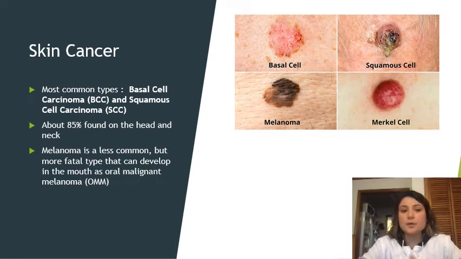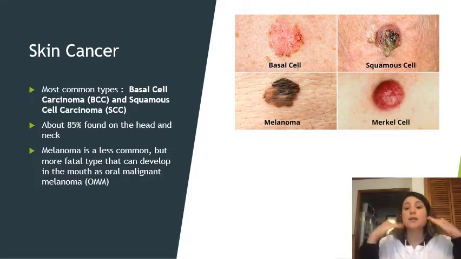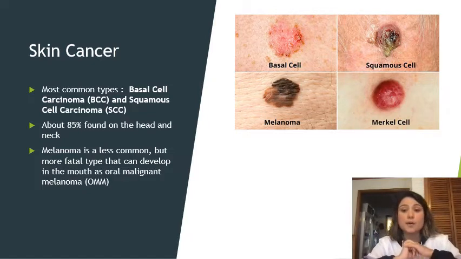So, today we're going to be reviewing some forms of skin cancer. So, basal cell carcinoma and squamous cell carcinoma. These are 2 different types of skin cancer that are very common. 85% of these skin cancers are found in your head and neck area. So that's why we're going to be going over it today, because it's a very important part of your dental visit for your dentist or your dental hygienist to look out for these signs.